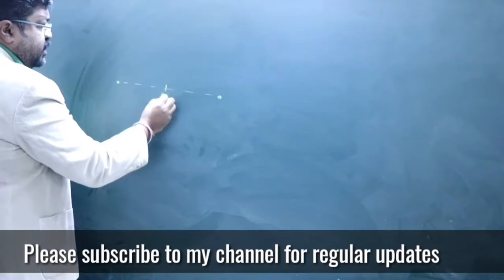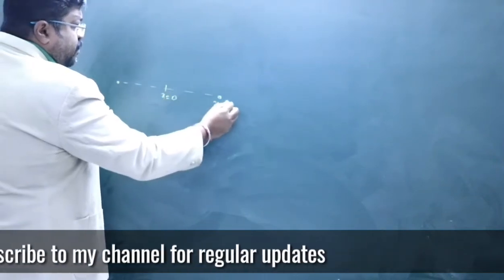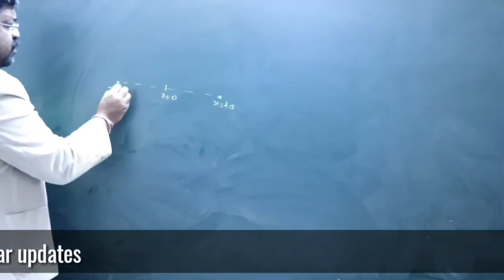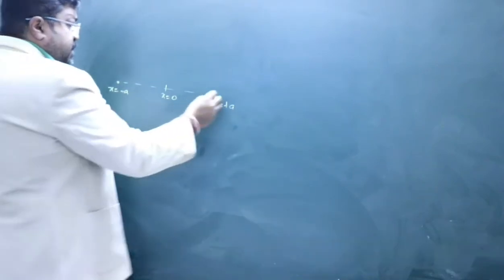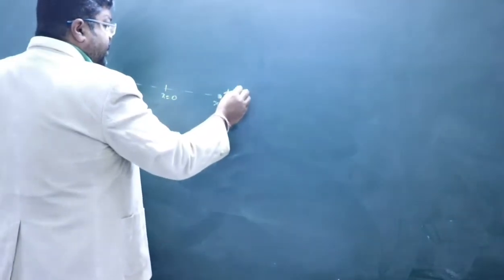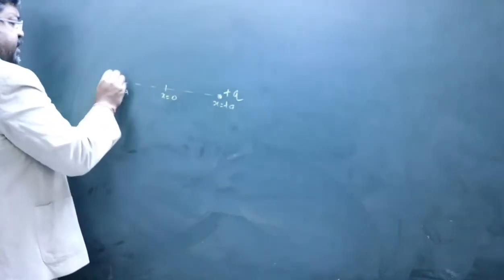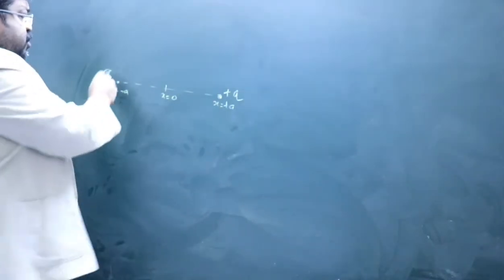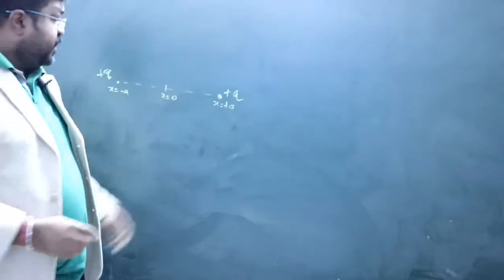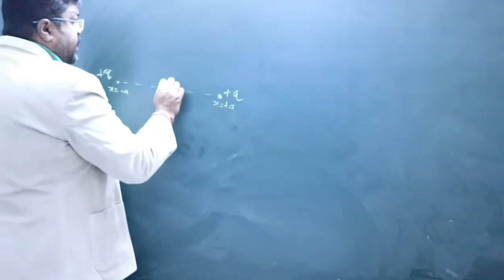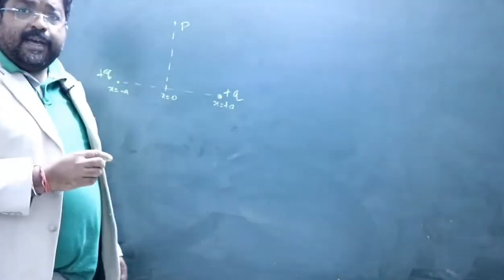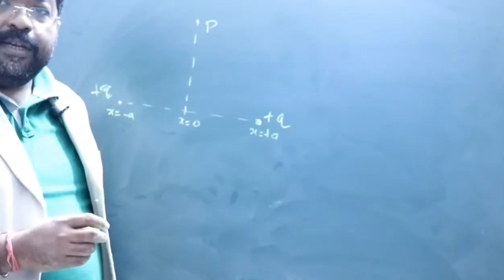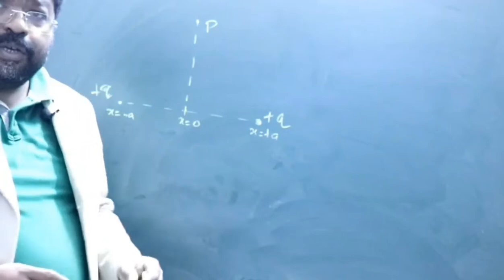placed along x-axis. So this is x equal to 0, this is x equal to plus a, and this is x equal to minus a. So this is your x-axis. So you have two identical charges placed on the x-axis. Okay, two identical charges plus q, both are positive charges. Okay, and this is the origin, and this is the perpendicular bisector. This is some point P. Okay, and at this point we have to find the field due to these two charges.